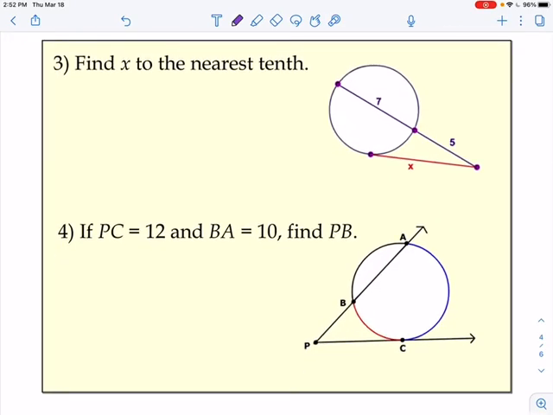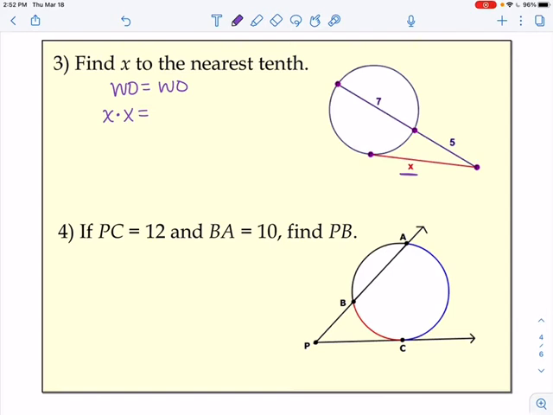For number 3, we have a tangent and a secant. Okay, so we want to find x to the nearest 10th. So again, this is the third formula down that we had talked about, the secant and the tangent. So again, if you want to look at it to be consistent, whole versus the outer, whole versus the outer. The whole and the outer for the tangent are both x. So it's going to be x times x.